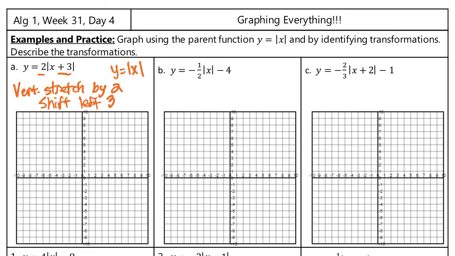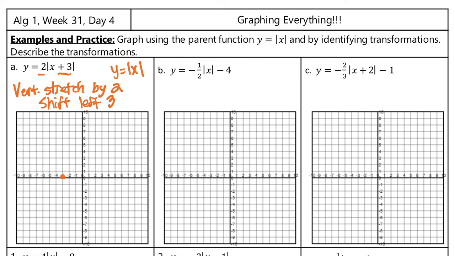The shift left and right and the shift up and down, that's going to affect our vertex, because our vertex is normally at 0, 0. Our lowest point, right, is normally at 0, 0. So the shift left 3 is going to move the vertex. And from there, once I've moved left or right and up and down, I need to account for a reflection if I have one, and also a vertical stretch or shrink. So in this case, I just have a vertical stretch of 2.